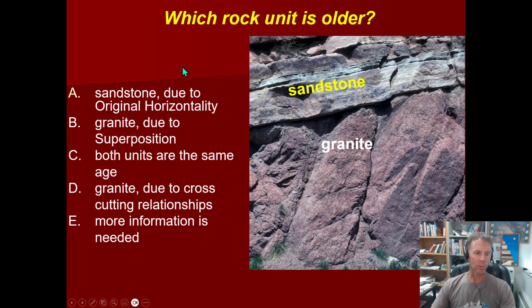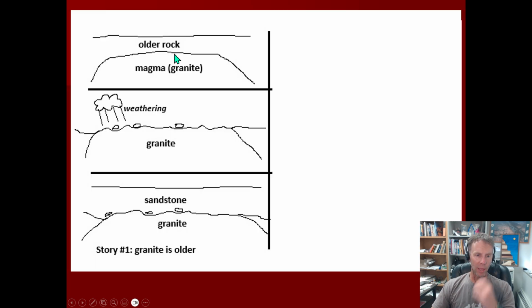So what is the right answer, you might say? Well, the correct answer actually was E. You can't tell me for sure that the granite is older than the sandstone, because there is a story and another version where the granite might be younger than the sandstone. So what I need to do, I really want to look at this contact closely and see if there's any other evidence that can help me figure out this age relationship. So let me show you that in a little bit of detail.